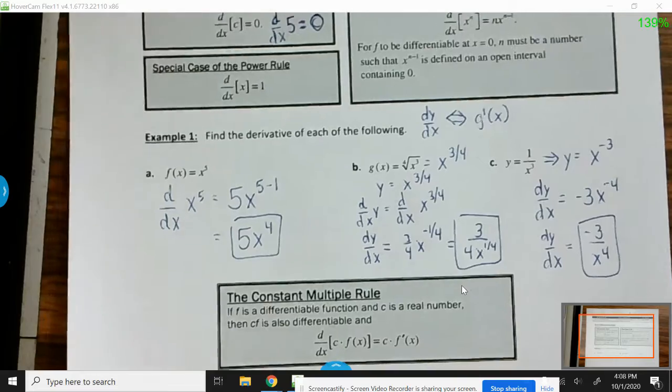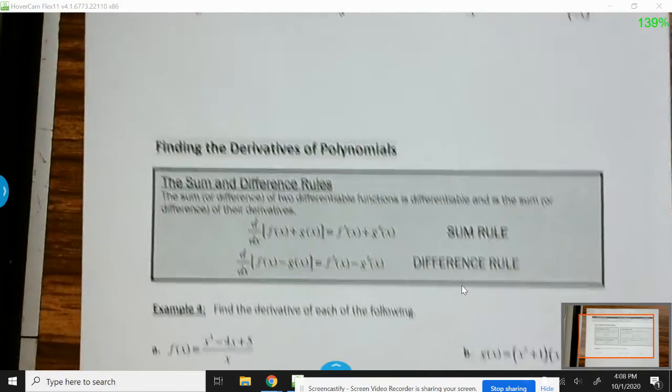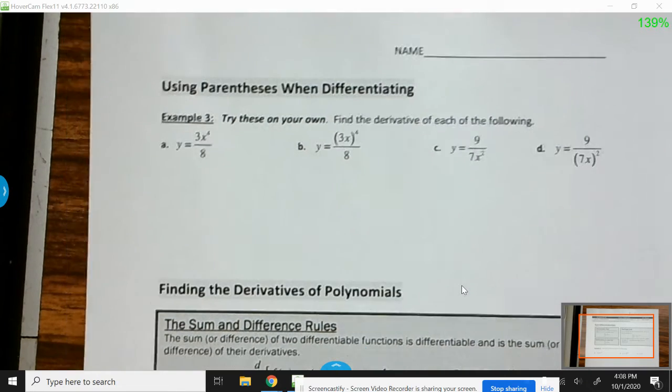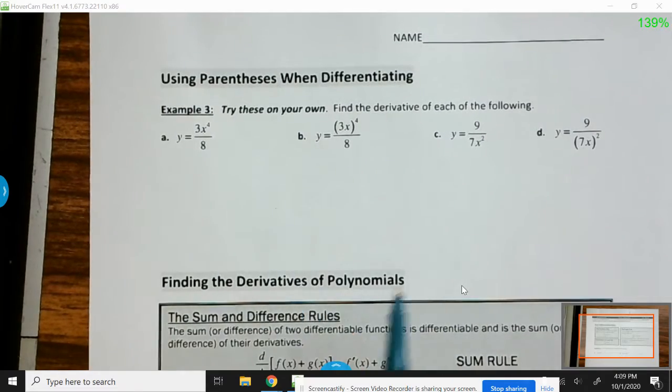Yeah, they take a little time, but they don't take as much time as they did when we were using the limit definition of a derivative. All right, here's a couple that we can try, and there's reasons why they're good or why they're different.